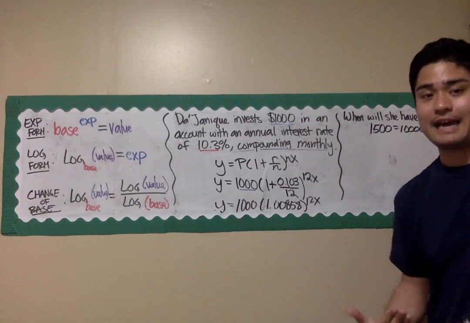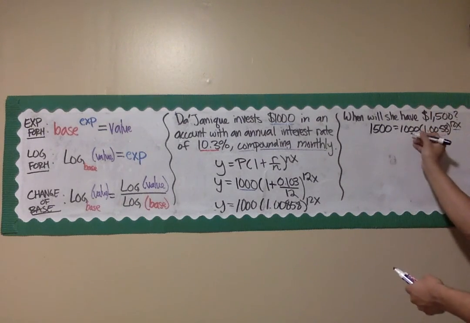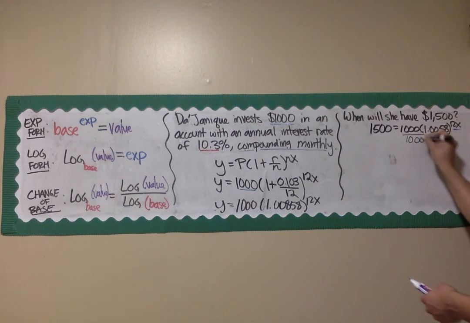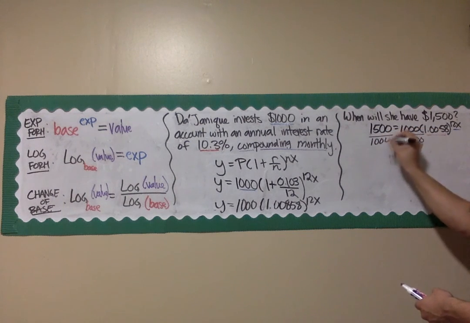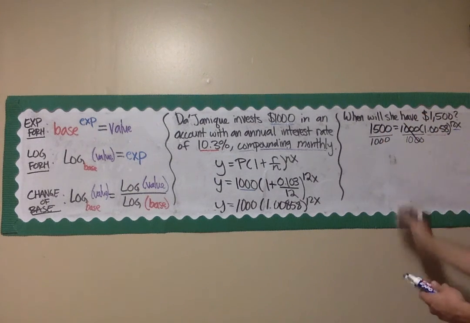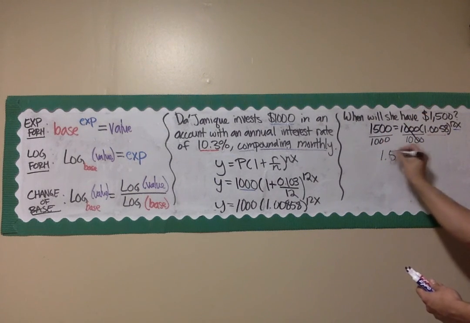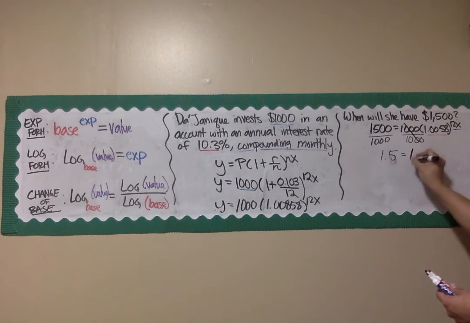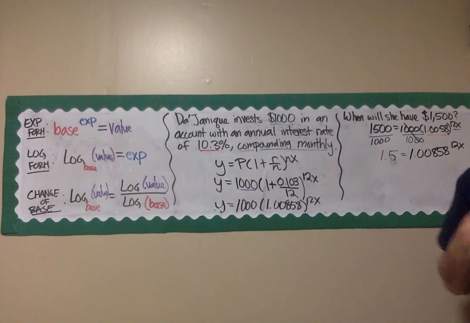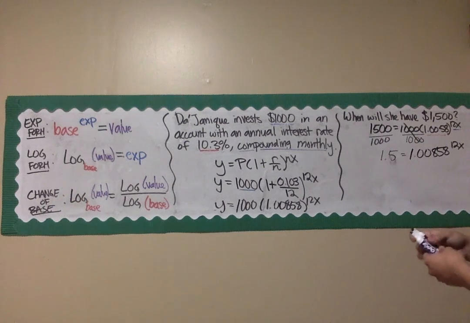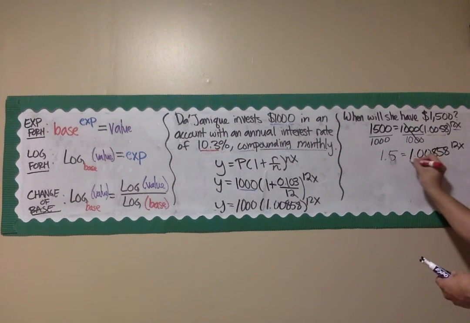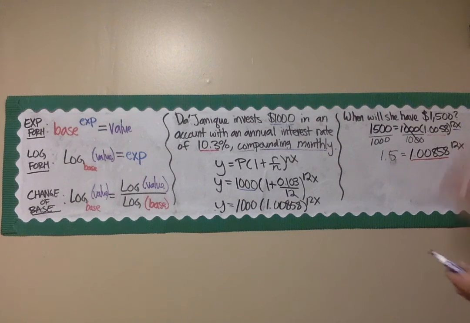So we want to get rid of this 1,000. I want to divide it out, bring it to the other side. I'm going to divide 1,000 on the right. I'm going to divide 1,000 on the left. This cancels. And 1,500 divided by 1,000 is 1.5. That equals 1.00858 to the 12x. Now we have a base, value, and exponent. This is my base, the 1.00858, because it's under the exponent. The exponent is 12x because it's on top. And the 1.5 is the value.